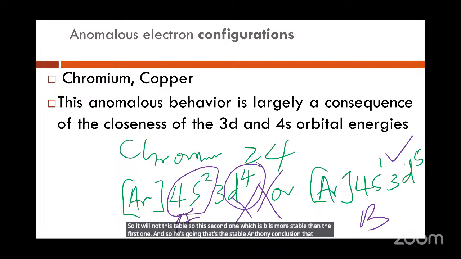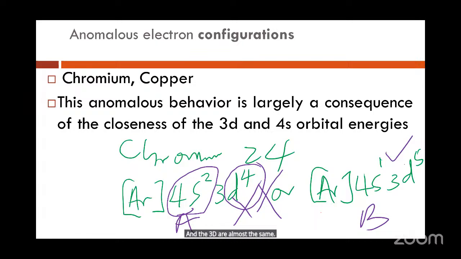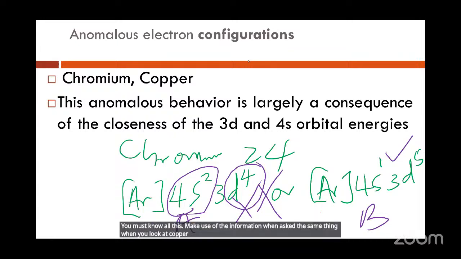And it's possible because the energy level of the 4s and the 3d are almost the same. So an electron can move into any of the orbitals. You must know all this and make use of the information when asked. The same thing when you look at copper. Copper is number 29.